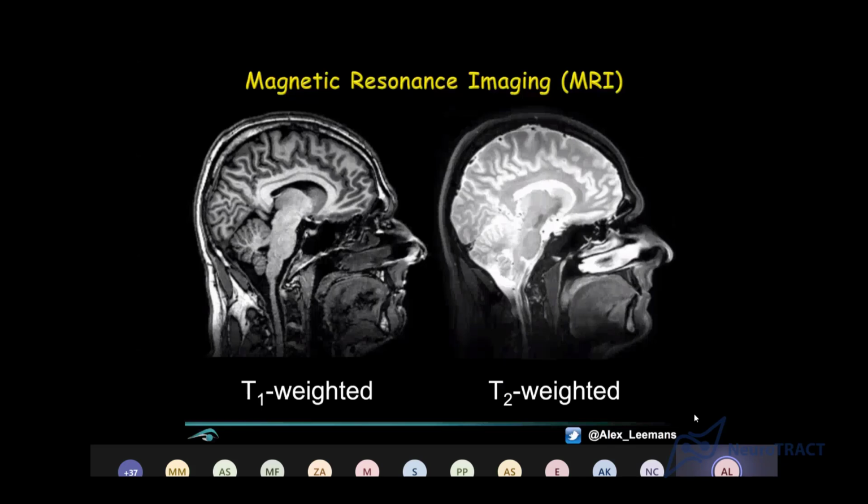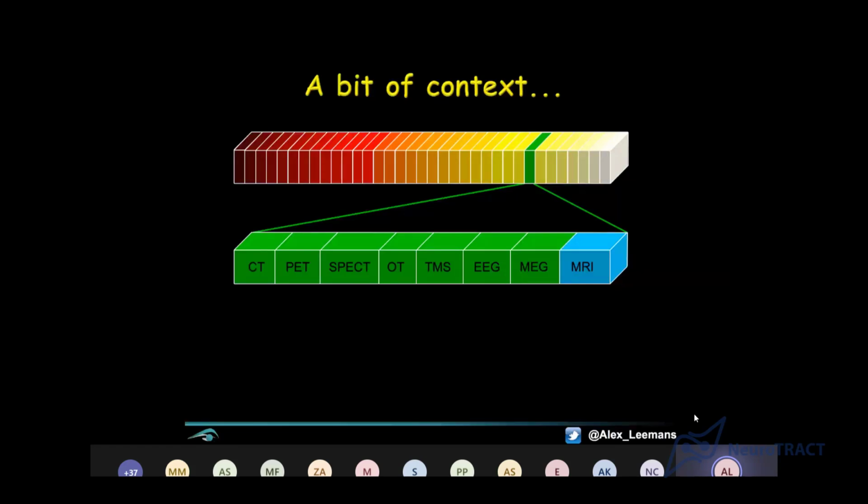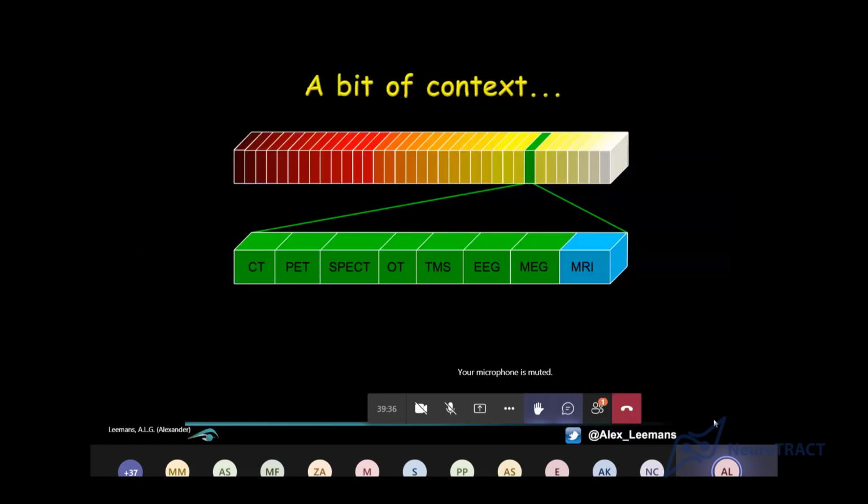The cool thing is, obviously, we don't have to cut open the person's brain to look into the brain. All right. And MRI is more than only the brain, but obviously, in this NeuroTRACT association, I think we'll focus mostly on the brain here. All right. So a bit of context. Well, we can investigate the brain in many, many ways, and obviously, MRI is one of the many neuroimaging techniques within the field of neuroscience that you can use to investigate brain properties.